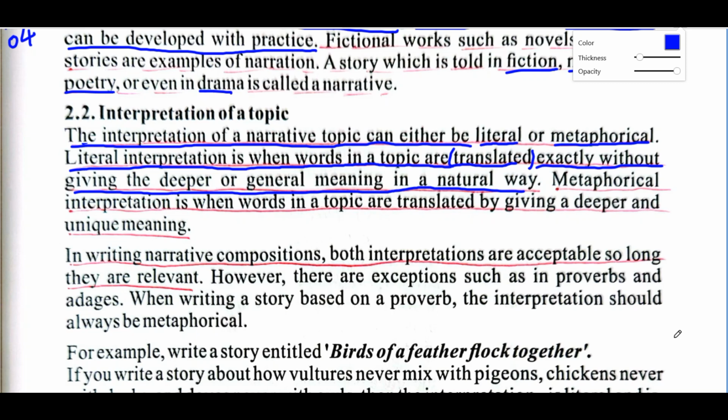Now, if this is literal interpretation, what of metaphorical interpretation? This one is the opposite of that. Metaphoric interpretation is when words in a topic are translated by giving a deeper and unique meaning, right? So let's add some more.